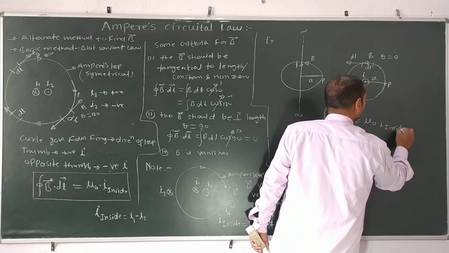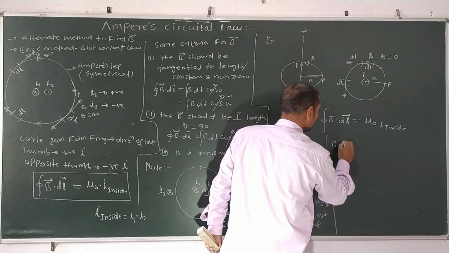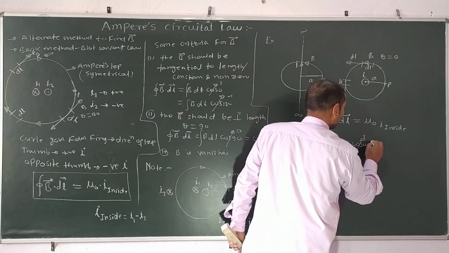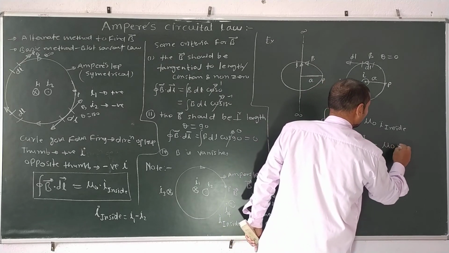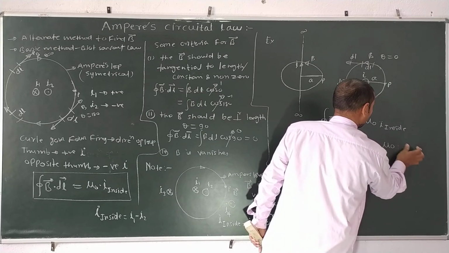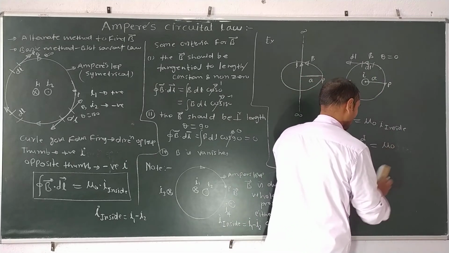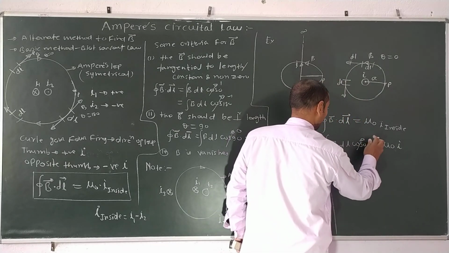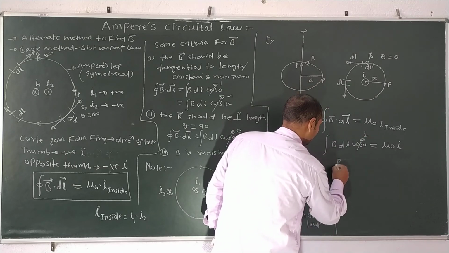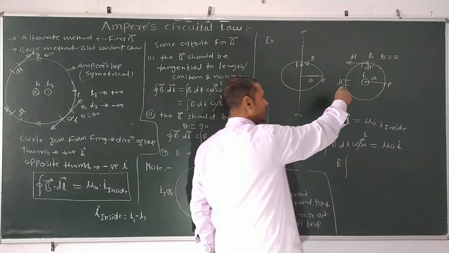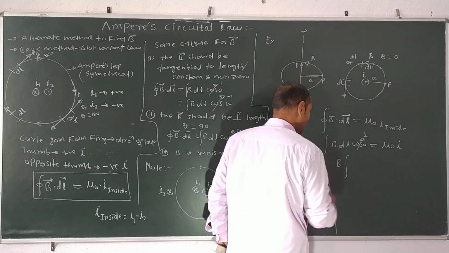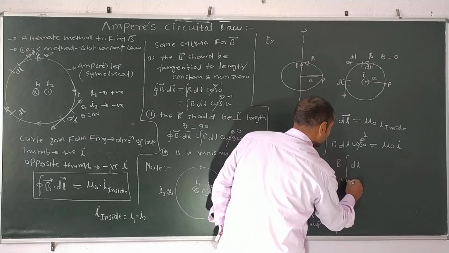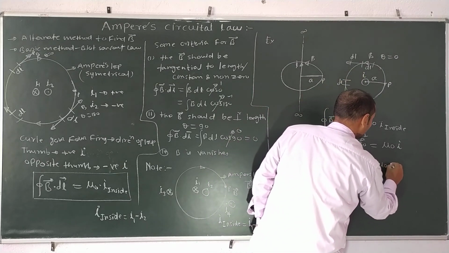Mu naught I inside. So here B dl cos 0 degree, and we know that cos 0 degree equals 1, and this equals mu naught I inside. Here I inside means the current is I, so we put here I. This value becomes 1, and B will come out because B is constant and tangential at a distance a. The dl is for the whole circle, and this equals mu naught into I.